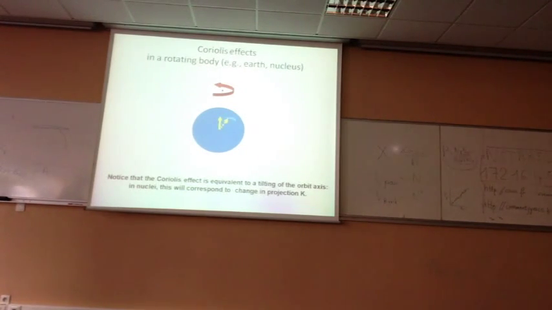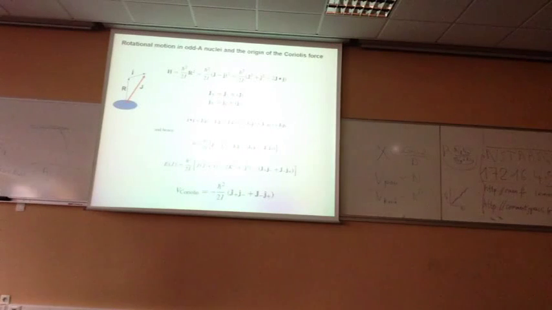In terms of the orbits, notice that it corresponds to a tilting of the orbit axis. Instead of the orbit being this way, it's this way. So that's going to correspond in the Nilsson picture to a change in K. So the Coriolis force in the Nilsson model will mix different K values. Okay, here's the formal derivation of it. So we have a Hamiltonian for rotational motion, h bar squared over 2I.